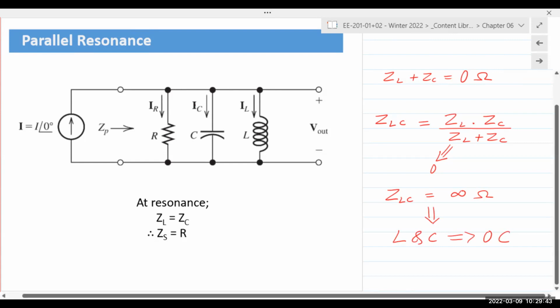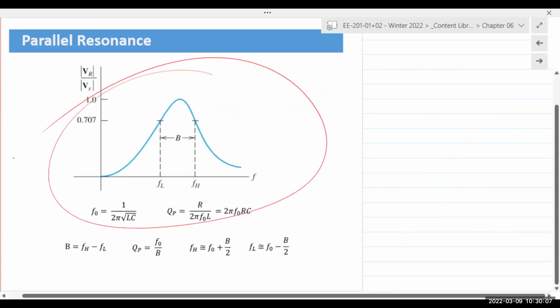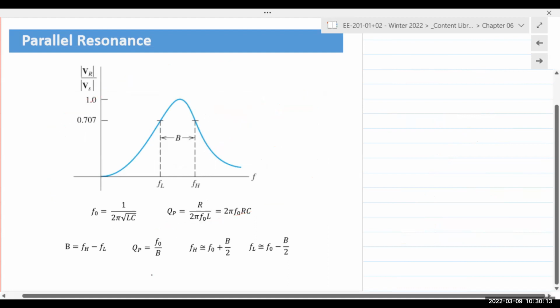Okay. And the only thing left in the circuit is the resistor R. And that resistor R will have the maximum current flowing through itself. And so output voltage once again goes to maximum. And when it goes to maximum, we get a frequency response that looks like this. Again, exactly the same. Everything still stays the same. The value for F0 is still given by 1 over 2 pi root LC. All of these equations are still the same.